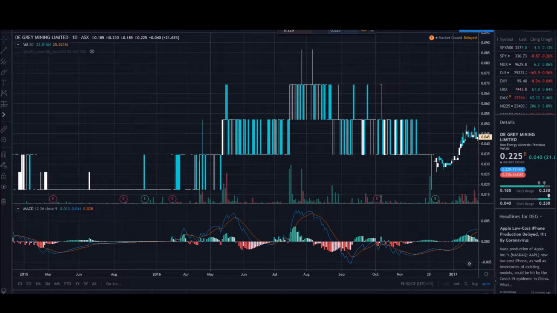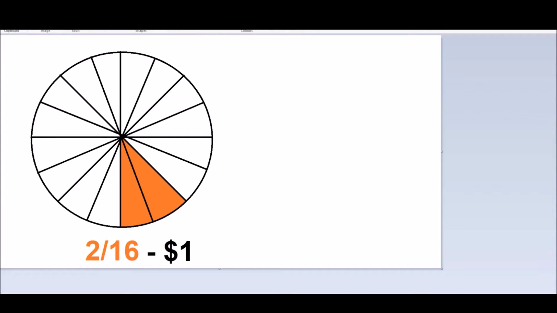G'day guys, this ASX trading tip is going to be on share splits and consolidations, understanding what they are and how they impact stocks. Here's a quick example of what consolidation looks like.